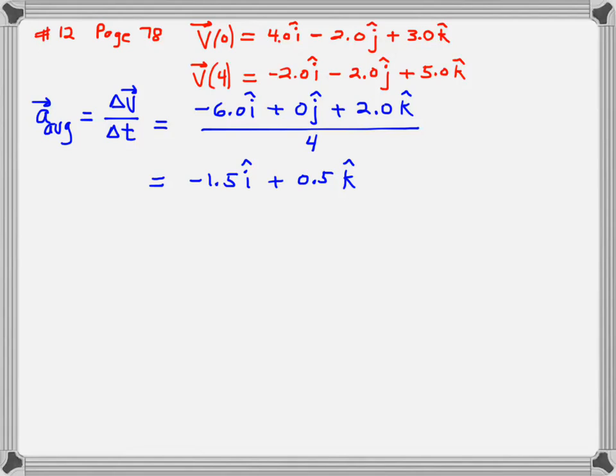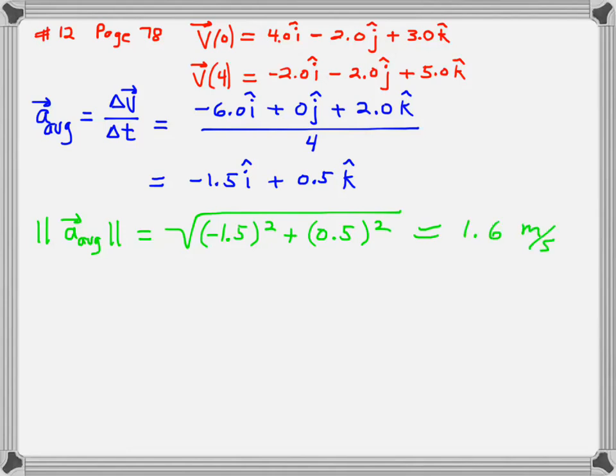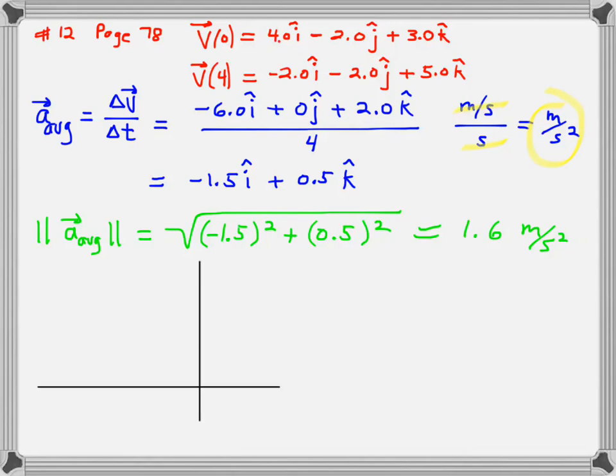And then the magnitude of any vector: we square each component of the vector, add those together, and then take the square root. So this one comes out to be about 1.6 meters per second squared, since the velocity would be in meters per second and the time in seconds, and when we divide, we get meters per second squared.